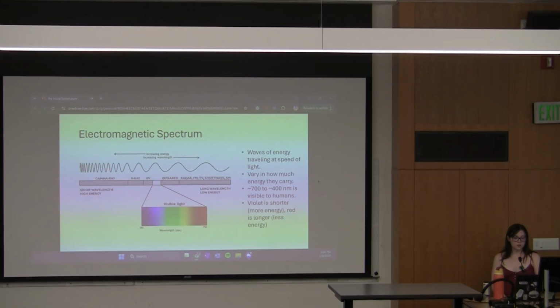Okay. So the electromagnetic spectrum is something we have to review. It's the waves of energy traveling at the speed of light. For humans, we can see about 700 to 400 nanometers, and violet is shorter or more energy, and red is longer or less energy.